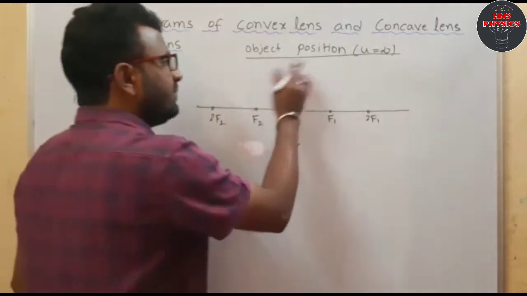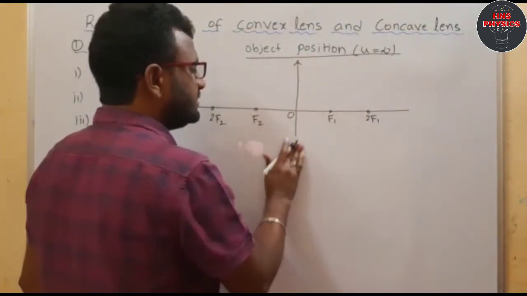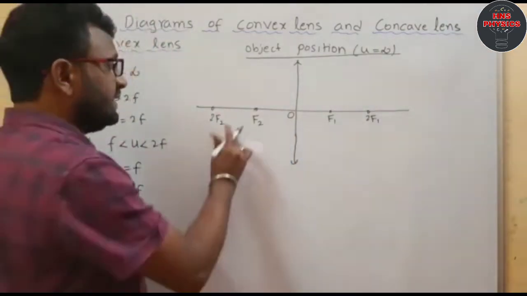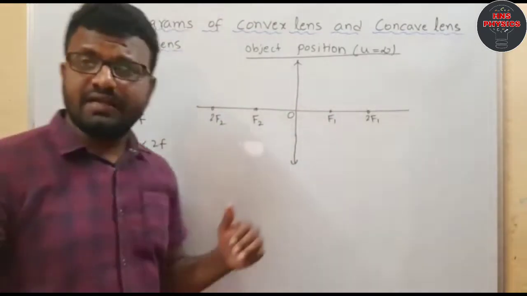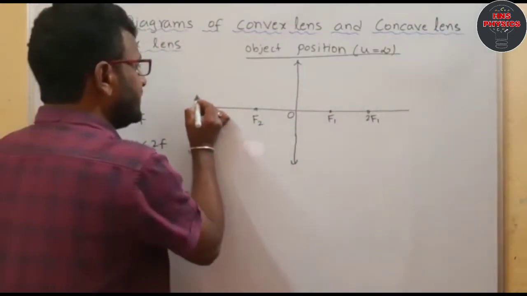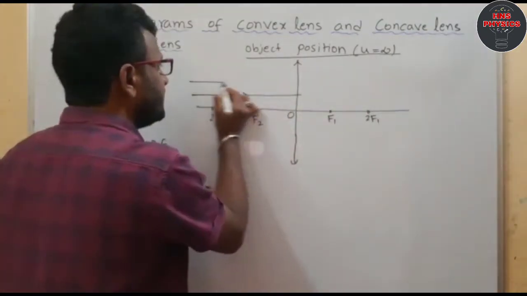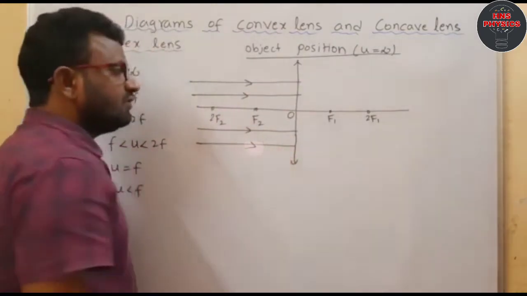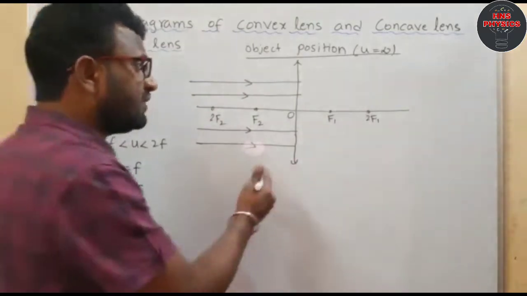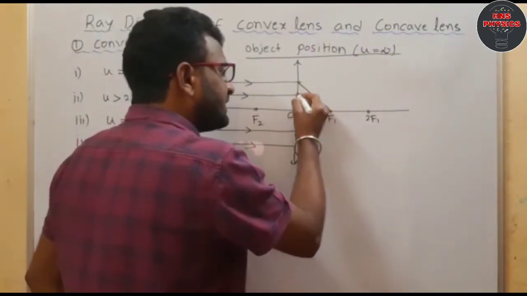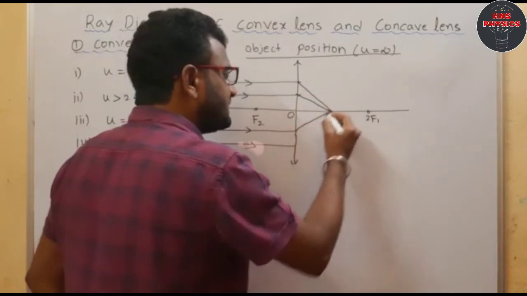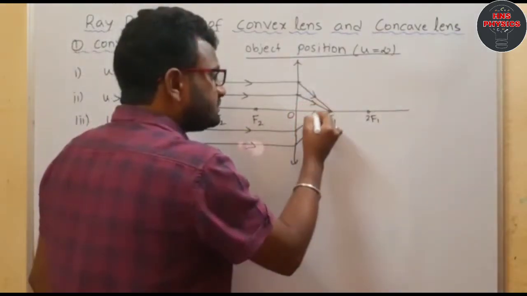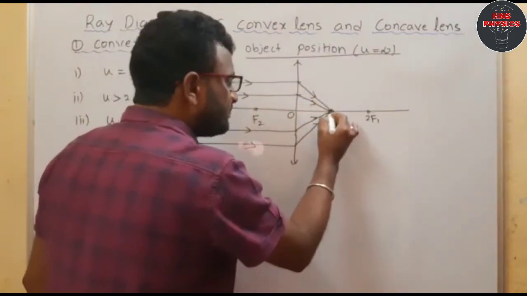Now, a parallel beam of light is coming from the object, since the object is at infinity distance from the lens. Parallel beam of light means the rays are coming parallel to each other. When these rays are incident on the convex lens, after the refraction, these refracted rays meet at one point on the principal axis, at the focus. So this is nothing but the image formed here.